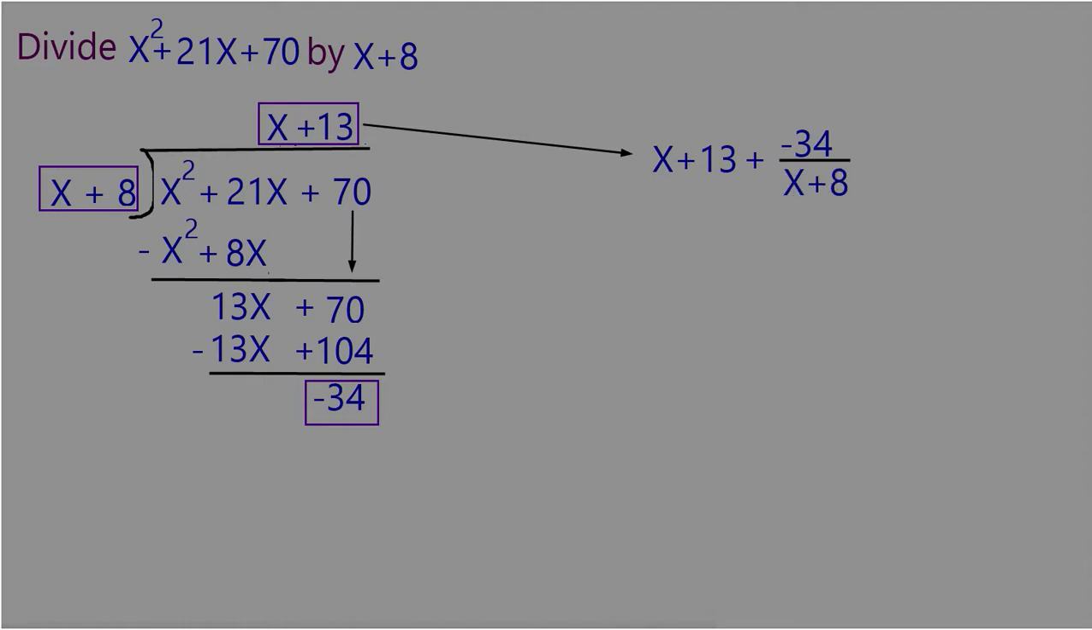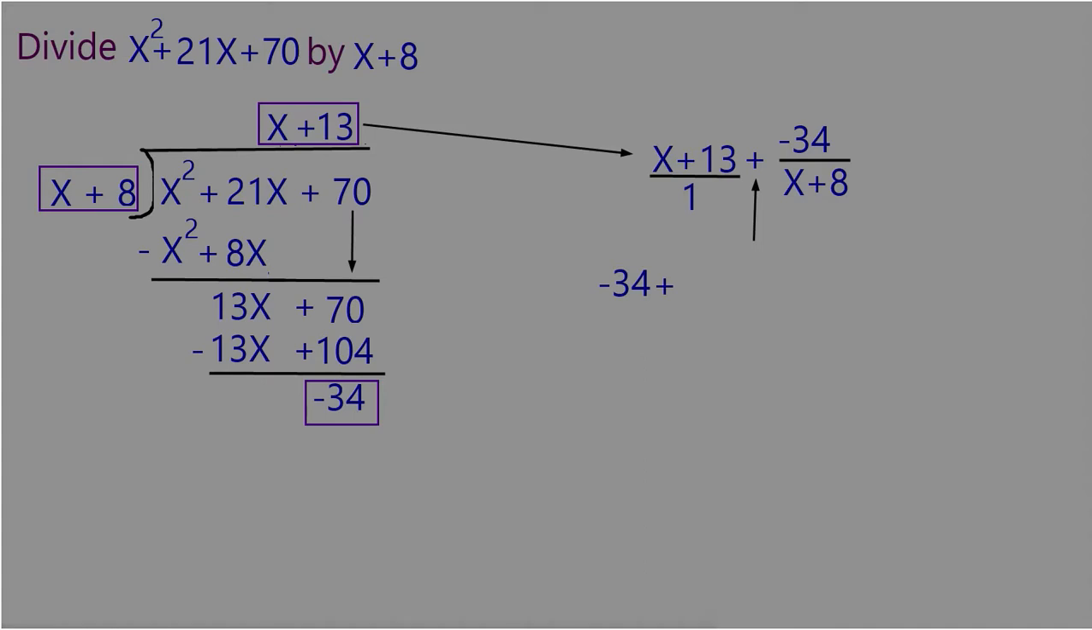So now we ended up with a fraction. We can place x plus 13 over 1. We want to now cross multiply. Negative 34 times 1 gives negative 34. There is a plus sign here, so we place it after the negative 34.